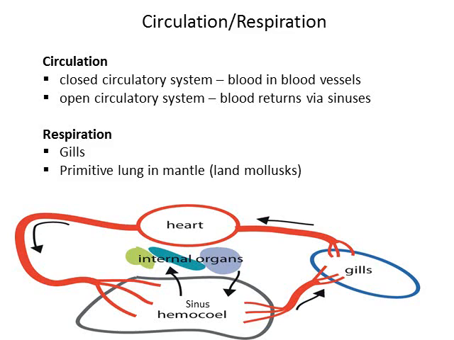As far as respiration or breathing goes, of course, most of these guys live in the water, so they'll have some form of gill. But there are some land mollusks, such as snails and slugs, and they would have a primitive lung that would be found in the mantle cavity that they would use for breathing.